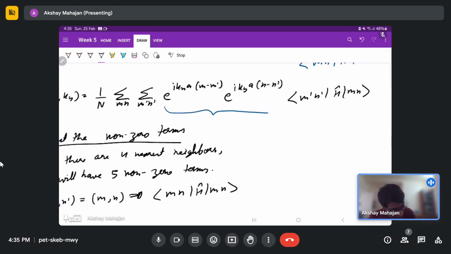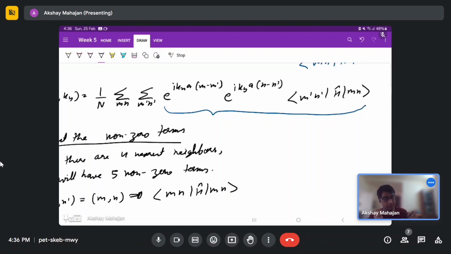Basically we are trying to see what will happen to these terms when we change m and m', and we know the summations go from 1 to N. Since we have 4 nearest neighbors, we are going to have 5 non-zero terms, and we get N times these 5 terms, because we are doing the summation for each lattice point. So N and N will just cancel out, and at the end we will just get these 5 non-zero terms. I hope this is clear.